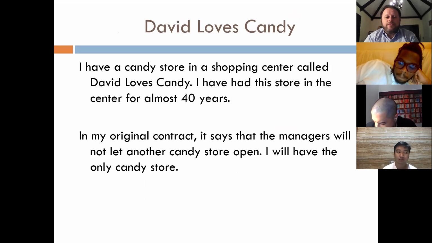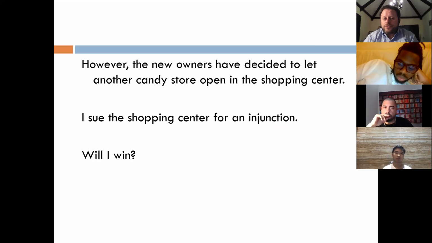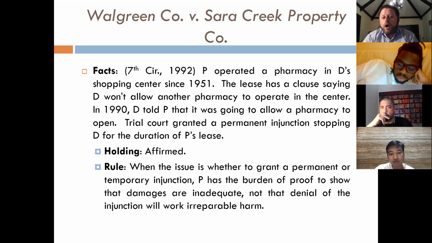So let's say that I have a candy store in a shopping center called David Loves Candy. And I've had this store for almost 40 years. And in my contract, it says the managers will not let another candy store open. I'm going to have the only candy store. However, the new owners have decided to open another candy store. This would be the kind of case where I would ask for an injunction for a contract, right? I'm asking them to stop because they're about to break the contract and I want them to stop.